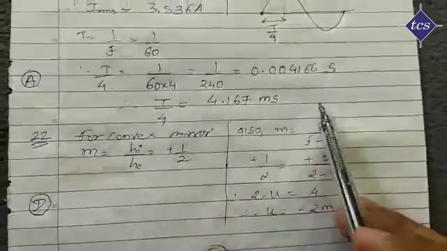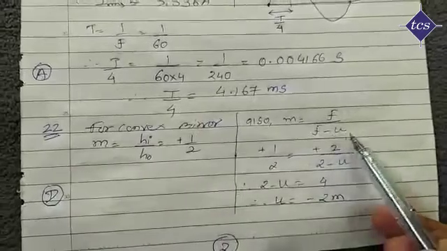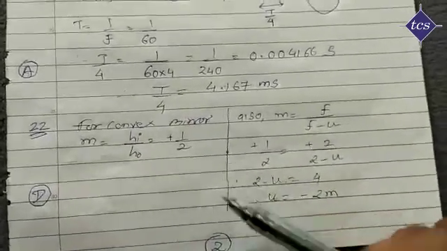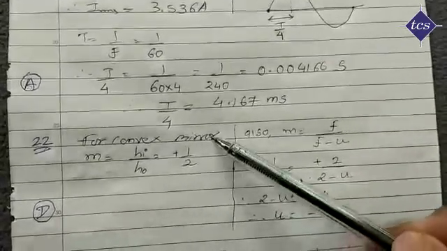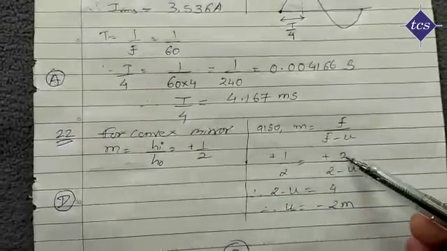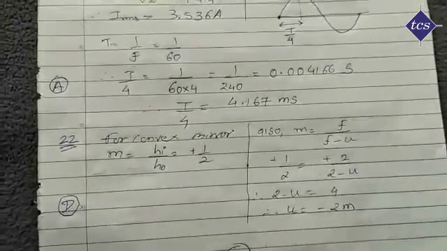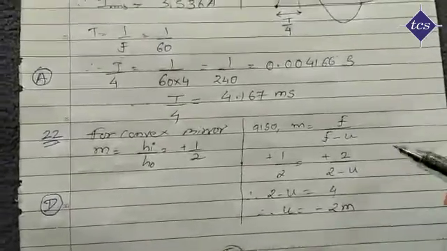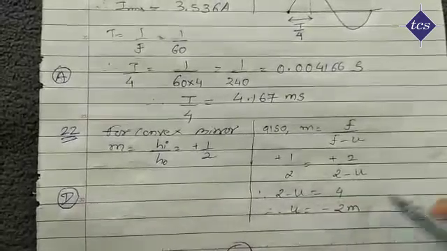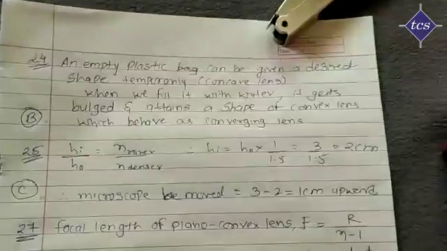The relation between magnification, focal length and object distance can be written as m equals f upon f minus u. Magnification plus half indicates a virtual image, and a convex mirror always forms a virtual image. So plus half equals plus 2 upon 2 minus u. Here plus 2 is the focal length of the convex mirror, which is positive as per sign convention. So by cross multiplying, 2 minus u equals 4, so u equals minus 2 meter. Option number D.